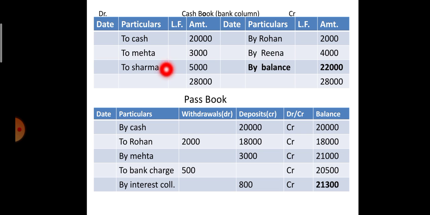Another transaction, Sharma has deposited a check. We have got a check from Sharma and it was deposited into the bank, 5,000 rupees. So because of this transaction, the cash book balance increased by 5,000, but since it is not recorded in the passbook anywhere, the passbook balance will be shown less by 5,000 rupees. This 4,000 is shown in the cash book but not in the passbook. Similarly, this 5,000 is recorded in the cash book and not in the passbook, and because of this the cash book and passbook balances will be different.